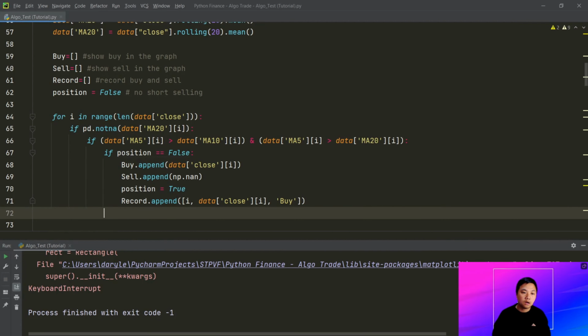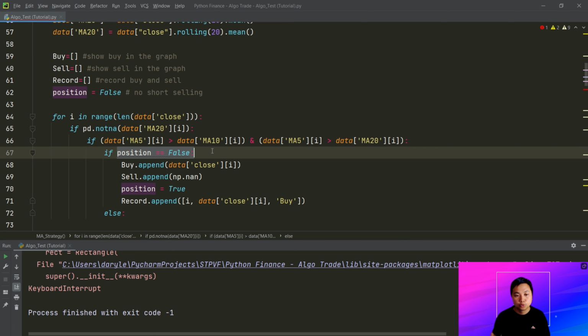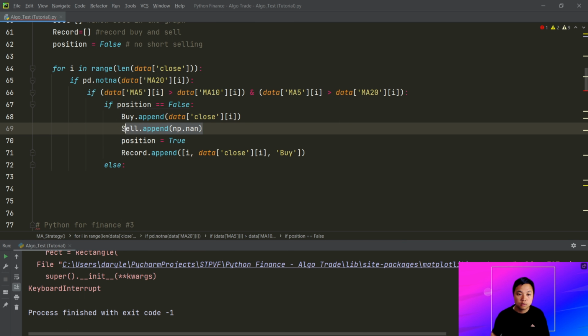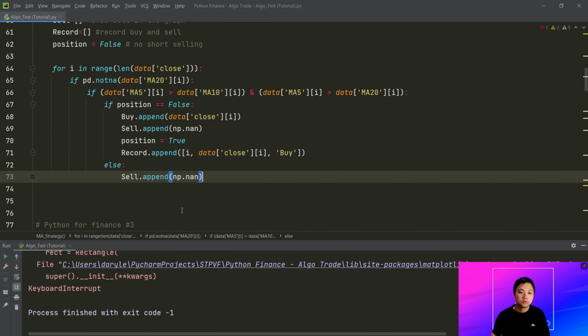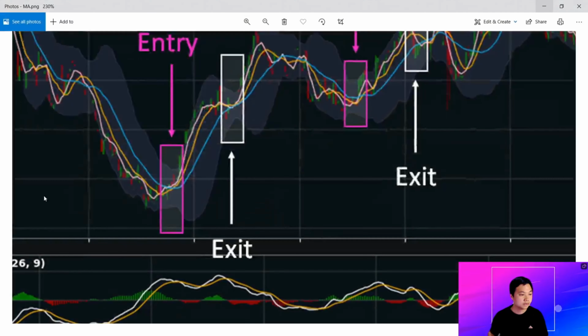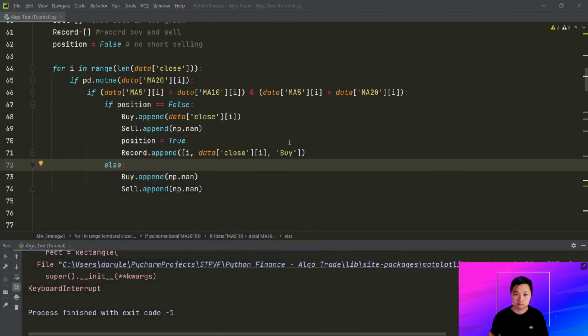But if we are already holding, that means our positions is equal to true, because we are holding stock, we are not going to buy and we are not going to sell anything, because the market is going up. So in that case, we are not going to do anything. Now we have set up the entry logic. And the next thing that we need to set up is the exit logic.